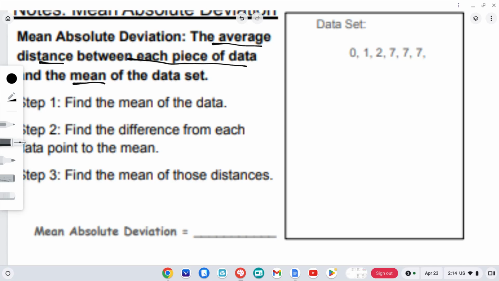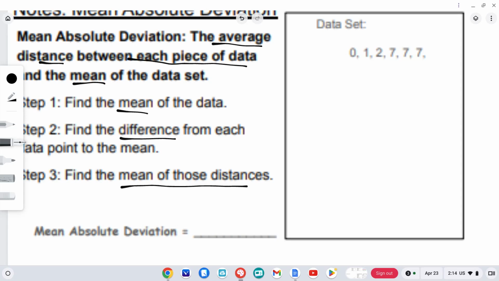There's going to be 3 steps here for us to do that. The first one is just finding the mean. We all know how to do that already. Step 2, we're going to find the difference between each of those numbers in our list and the mean that we found already. Step 3, we're going to find the mean of those distances, so those new numbers.